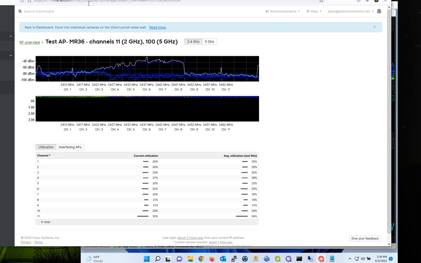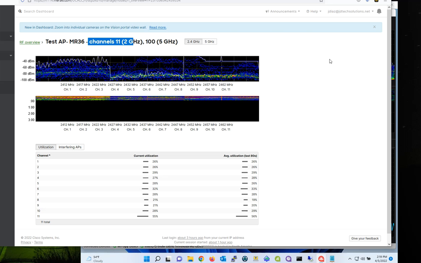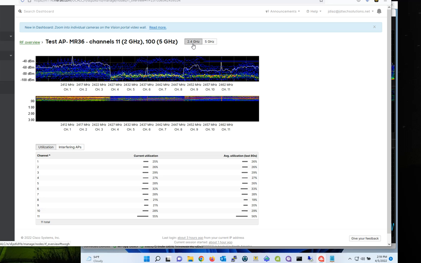So let's click on this first access point. And when you click on it, it's going to again show you the channels that the access point is working on, but the spectrum information that's being recorded is for the entire band, not just for these two channels that the access point is broadcasting.